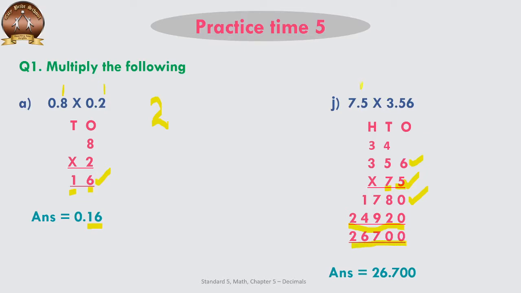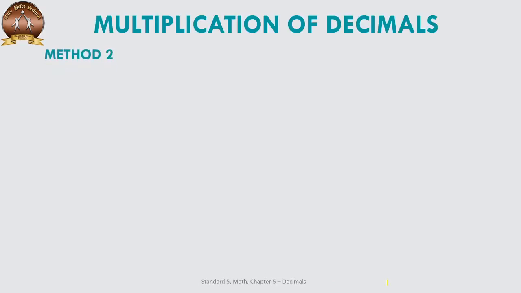But remember, one place of decimal here and two places of decimal here. So how many decimal places do we have? 3. So from the right hand side, leaving 3 places, 1, 2, 3, we put a decimal point and we get the answer as 26.700.